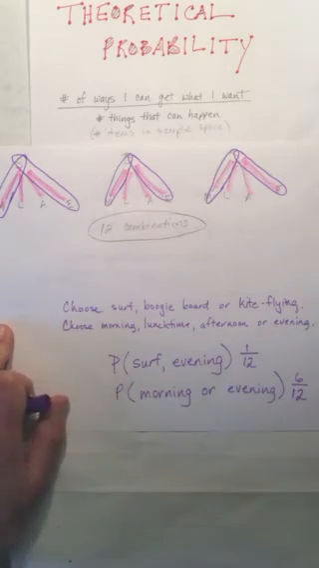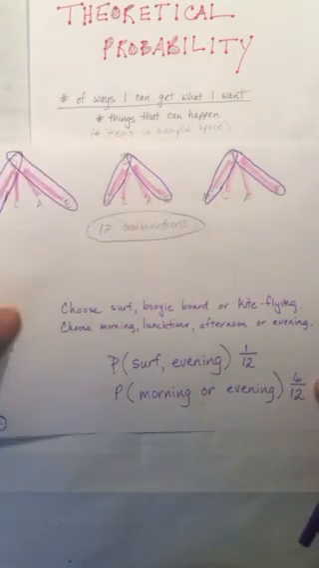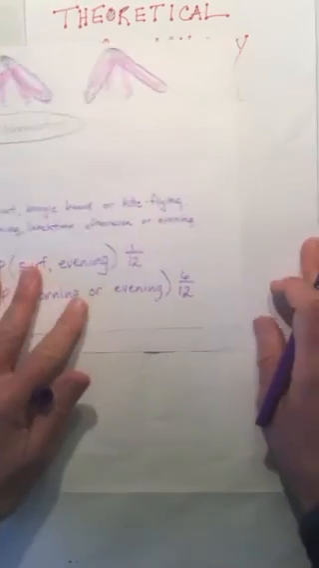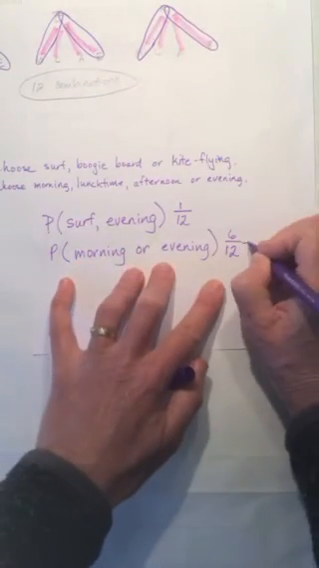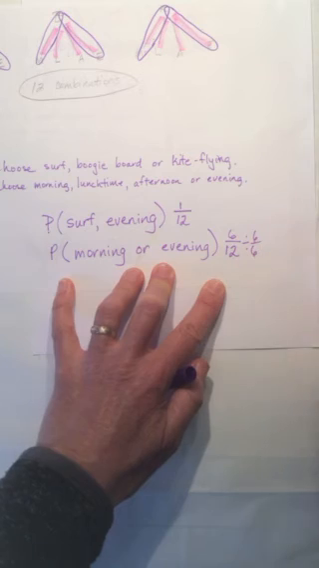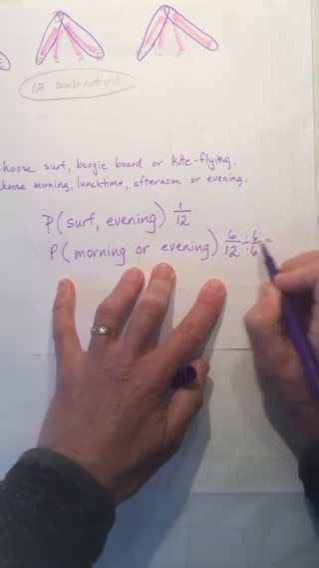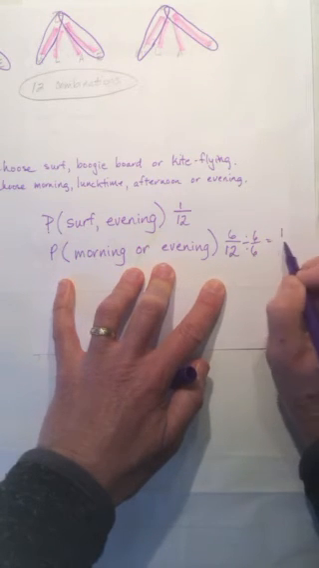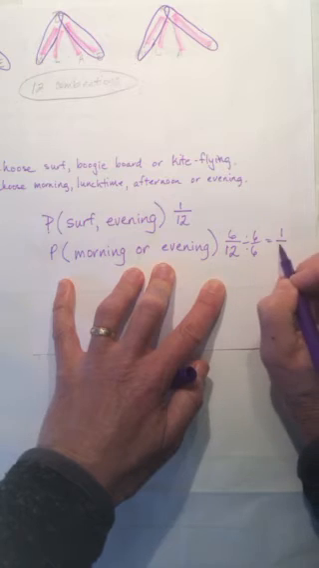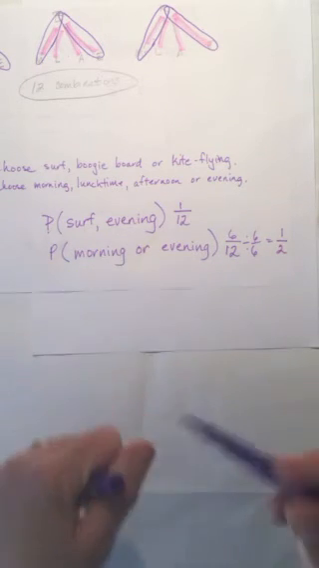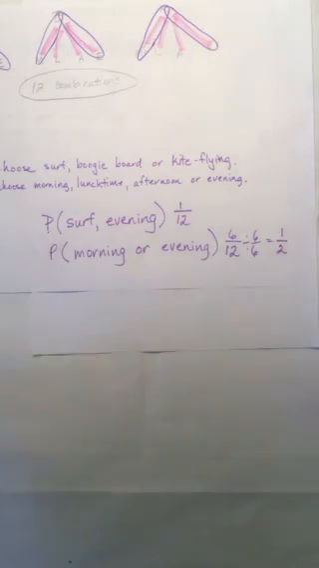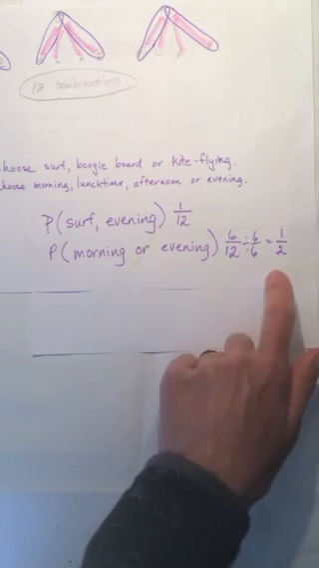And 6 out of 12, if I divide top and bottom by 6 over 6, 6 divided by 6 is 1. 12 divided by 6 is 2. So the probability that I choose to go in the morning or the evening is 1/2.